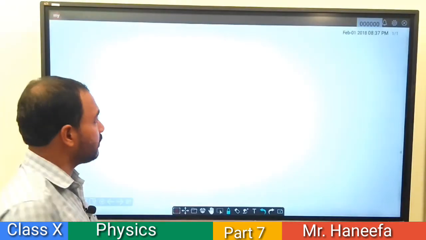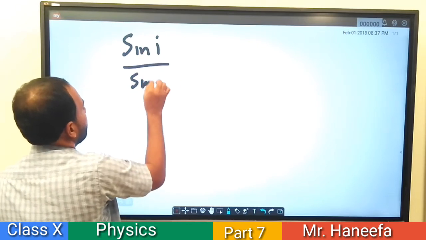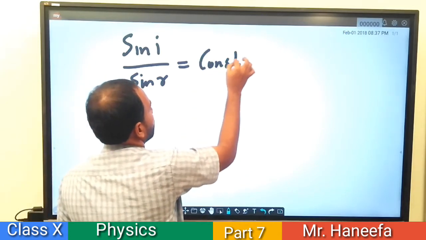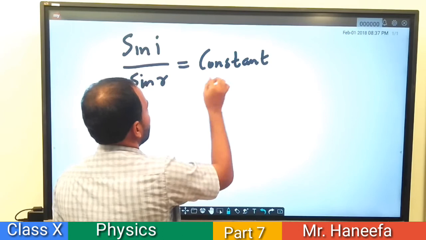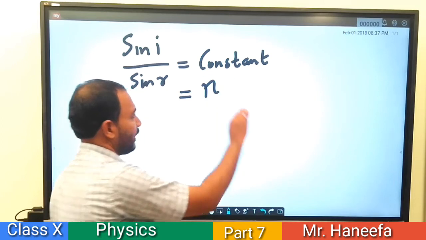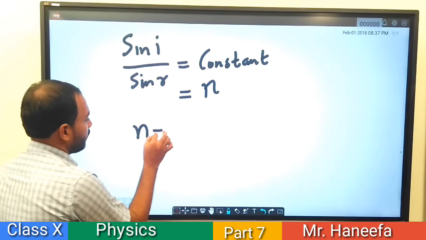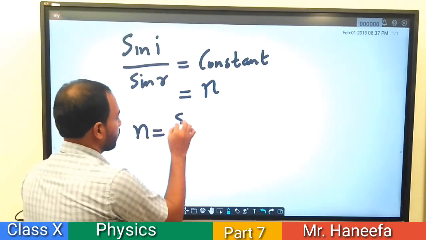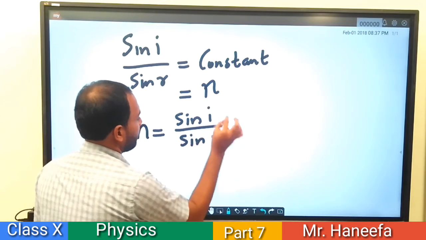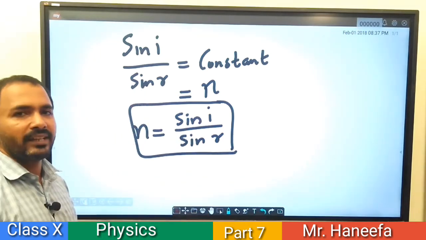What is Snell's law? sin i divided by sin r equals a constant. This constant is called refractive index. Refractive index is denoted by the letter n. So we can write refractive index n equal to sin i divided by sin r. This is one equation to find the refractive index.